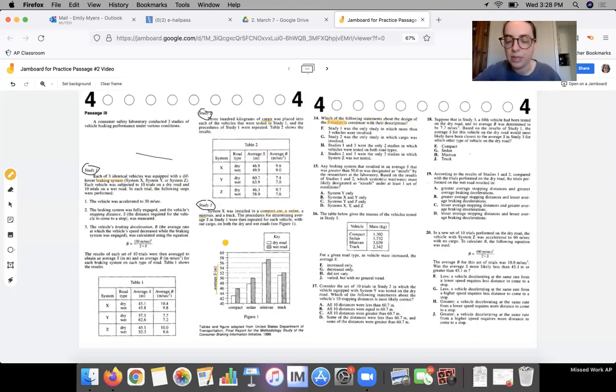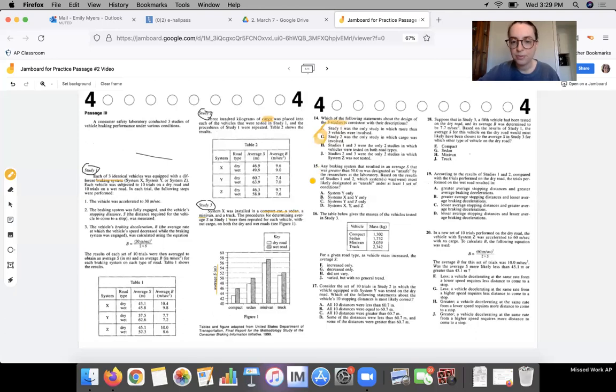All right, let's go through these and see which one is true, which one is consistent. F, study 1 was the only study in which more than 3 vehicles were involved. That's not true because I've got data for at least 4 vehicles for study 3, so it can't be F. G, study 2 was the only study in which cargo was involved. Ah, yes, that is true. Only one that talks about cargo is study 2. So if I have time, I'll go through all the other answers, but ACT Science is quick. G sounds right. I'm going to keep going.